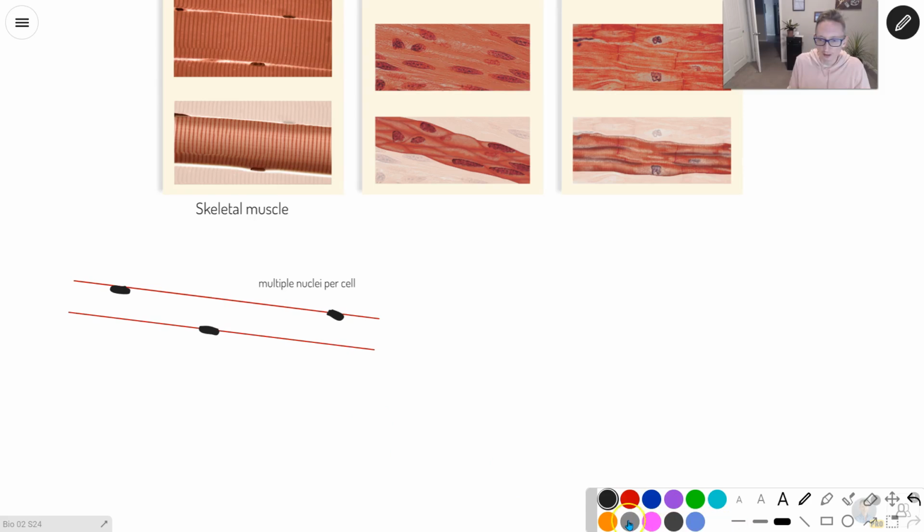Multiple nuclei per cell, and then they will have repeating light and dark stripes, which are called striations. Okay, I'm just going to draw those as gray lines, going like this, all along the fiber. Let's see if I can copy and paste just to make this go a little faster for us.